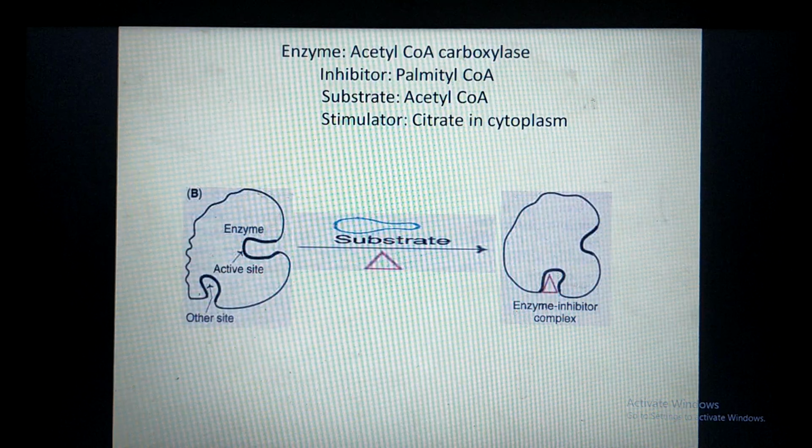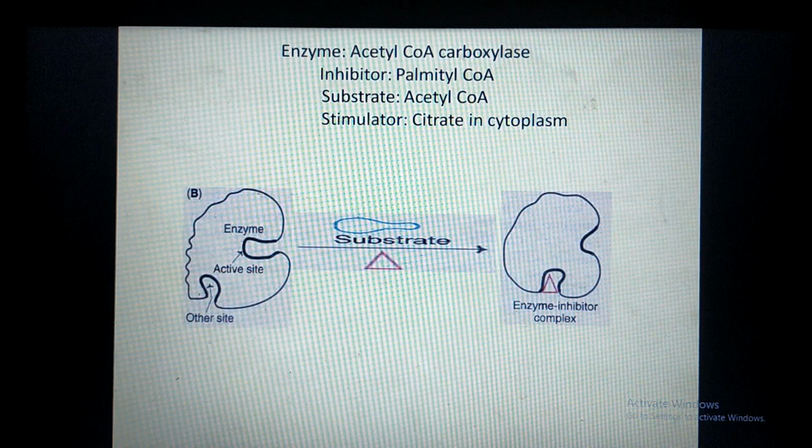So this is the diagrammatic representation of allosteric regulation. The allosteric enzyme, that is acetyl CoA carboxylase, is shown on the left side. It has two sites, one is the active site and another is the allosteric site. At the active site, substrate acetyl CoA binds and the pathway starts. But if the inhibitor palmityl CoA is present, which is the end product of fatty acid synthesis, here the end product is acting as an inhibitor. Therefore it is also called negative feedback regulation.